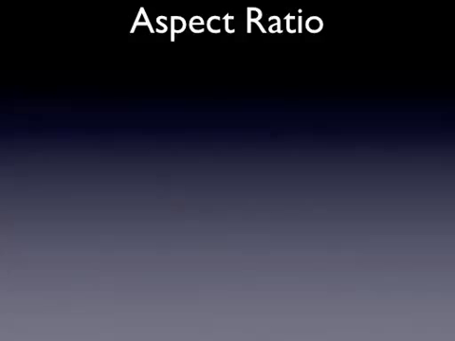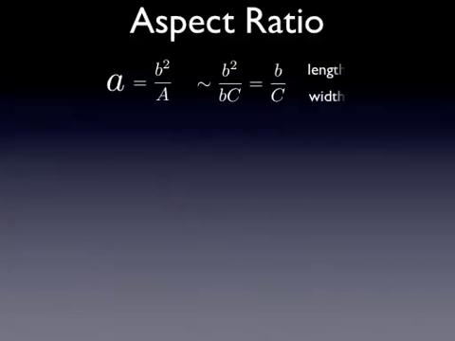Another useful parameter for airfoils is the aspect ratio. The aspect ratio is defined as the length of the wing squared divided by the area of the wing. And if we use the simplification from the previous slide, that's the length of the wing divided by the width of the wing.